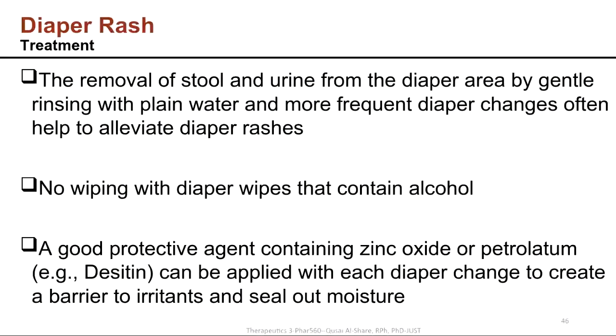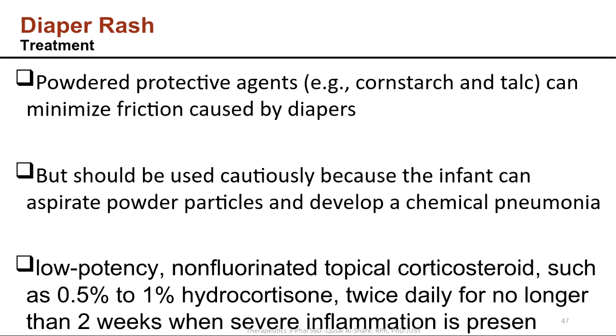Therefore, sometimes you apply a protective agent like zinc oxide or petrolatum. They are good. Like there's a cream called Desitin. It can be applied with each diaper change to create a barrier. That barrier will protect the skin from moisture. It will seal the area and protect against moisture and other irritants to the skin.